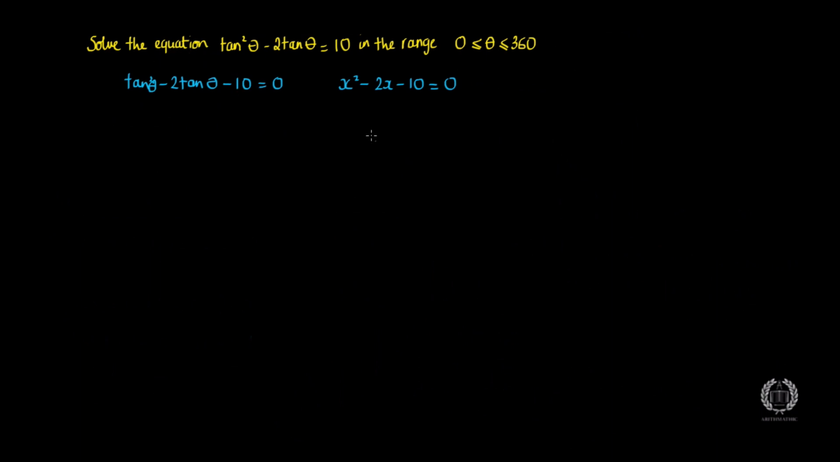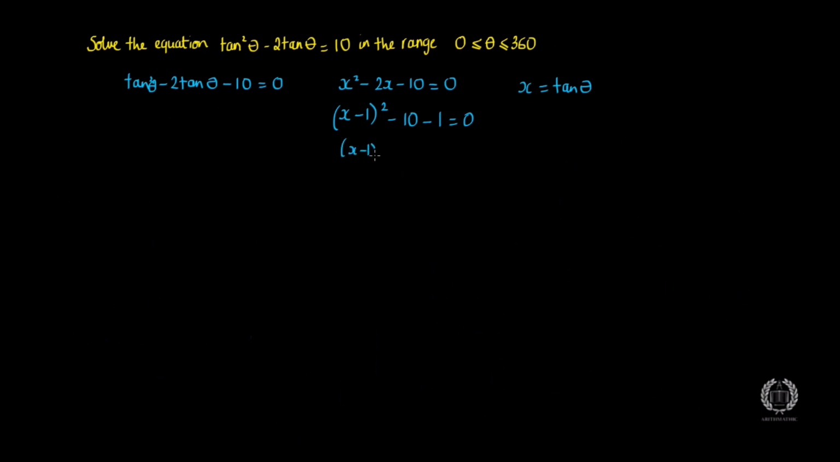So what we need to do is, you can either use the quadratic formula or completing the square to solve this. So I'm just going to complete the square here. Basically what I'm saying here is x equals tan theta. Okay, so if we complete the square, x becomes x. We halve this, so that's going to be minus 1, whole thing squared, minus 10 minus the square of 1, which is just 1, equals 0.